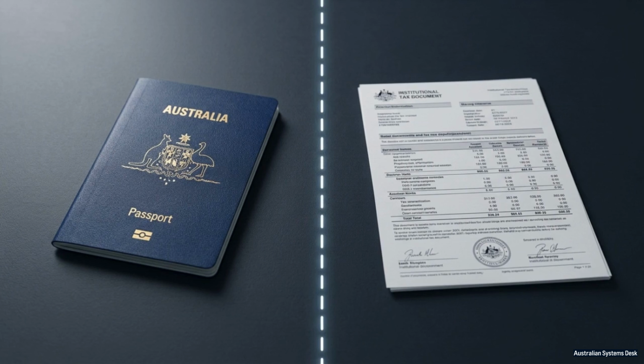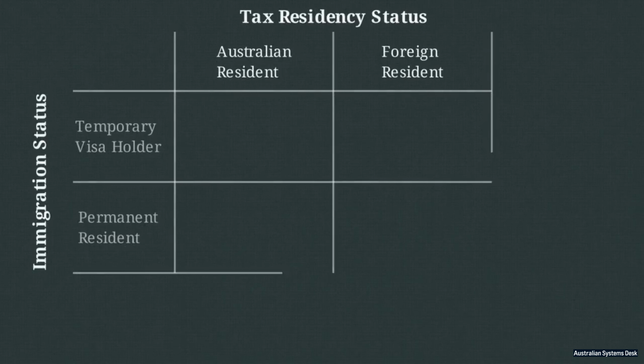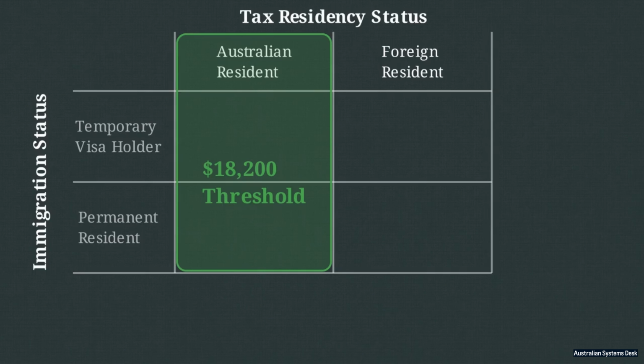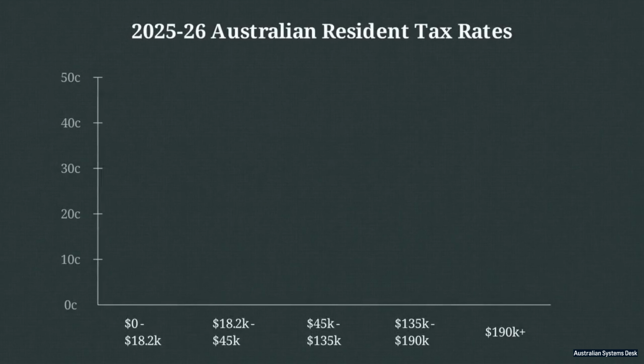Check 1 is confirming your tax residency. Australian resident for tax purposes is a highly specific statutory definition, and it is entirely separate from your actual immigration status. Holding a student or temporary work visa does not automatically dictate how the tax system treats you. Looking at this matrix, you can see the practical disconnect between immigration and tax. If you qualify as an Australian resident for tax purposes, you generally receive the $18,200 tax-free threshold. Foreign residents for tax purposes generally do not.